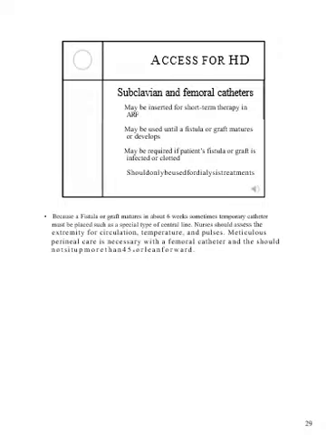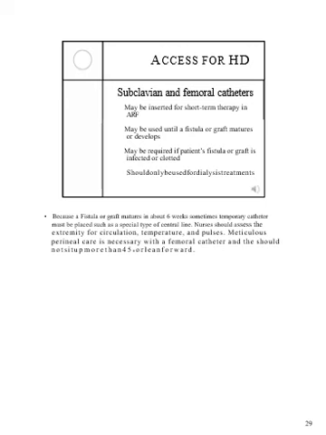Because a fistula or graft matures in about 6 weeks, sometimes a temporary catheter must be placed, such as a special type of central line. Nurses should assess the extremity for circulation, temperature, and pulses. Meticulous perineal care is necessary with a femoral catheter, and the patient should not sit up more than 45 degrees or lean forward.